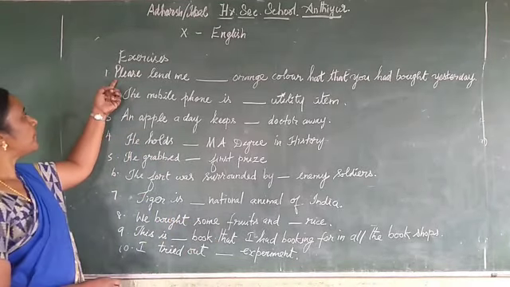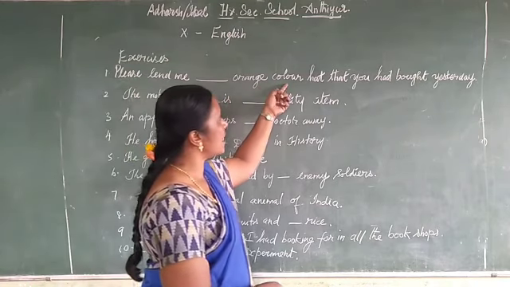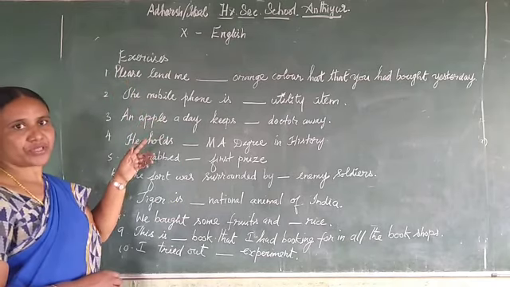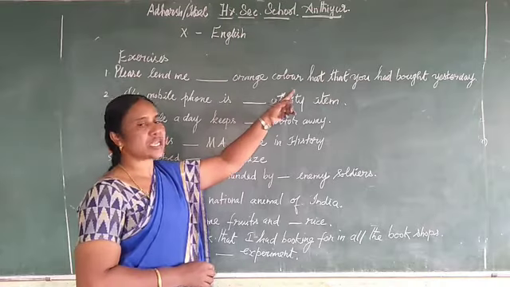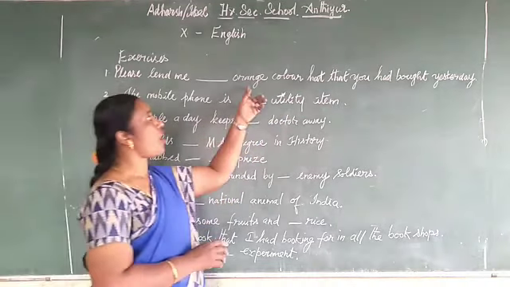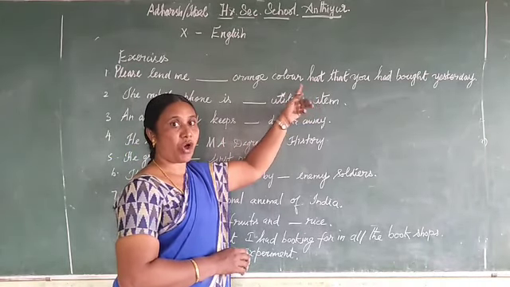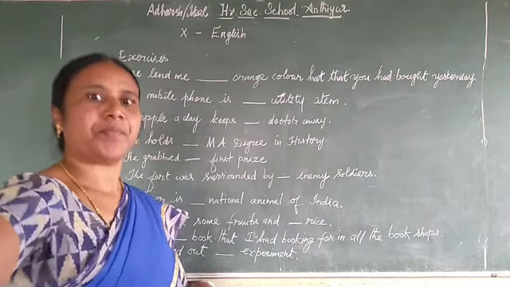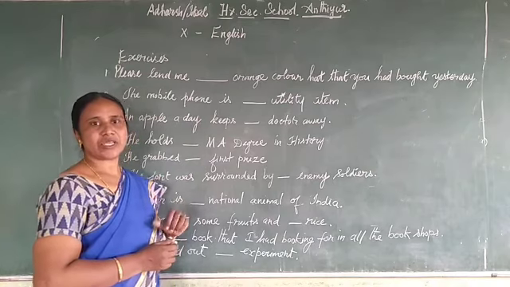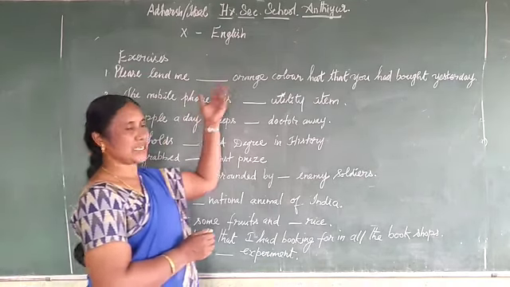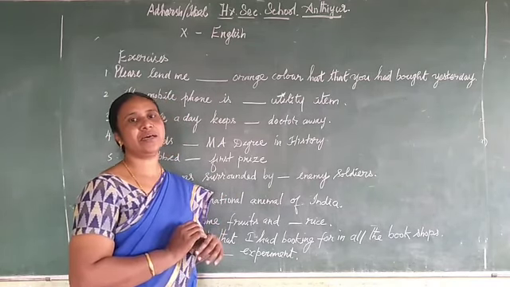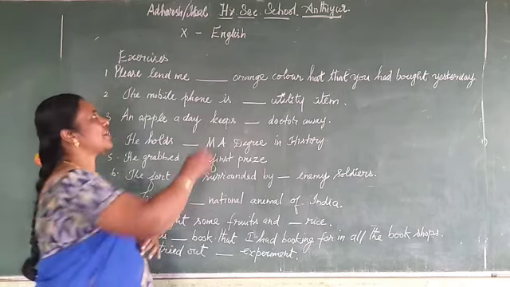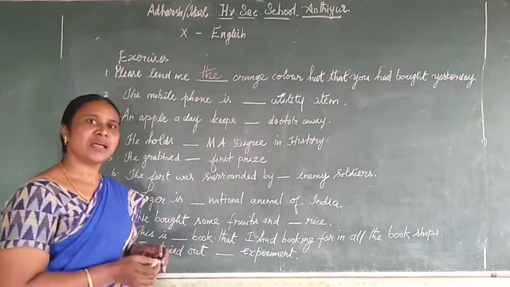Good. First one: Please lend me that orange color hat that you had bought yesterday. We should use an article here. That orange color hat is particular. First we should know whether it is singular or plural. What article do we use? Singular only. Here, the orange color hat is a particular thing, so before a particular noun we should use the article the.